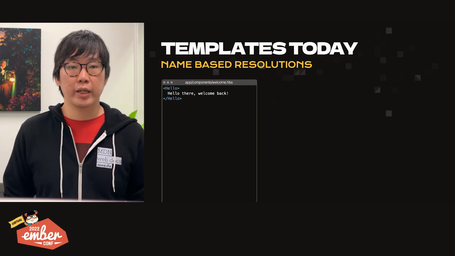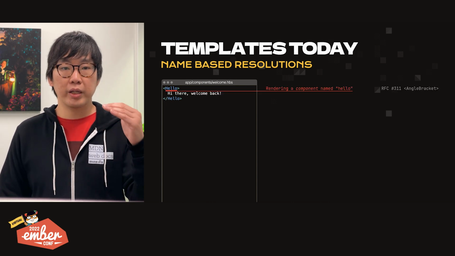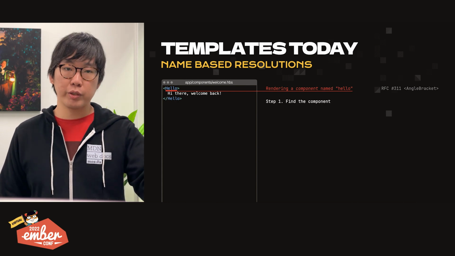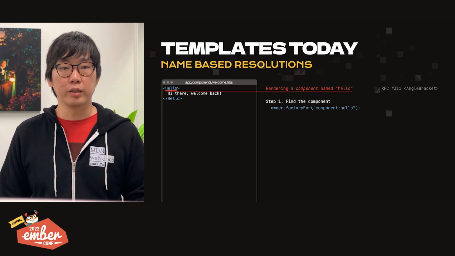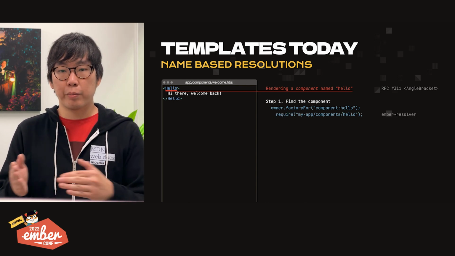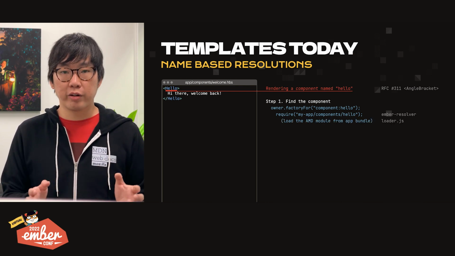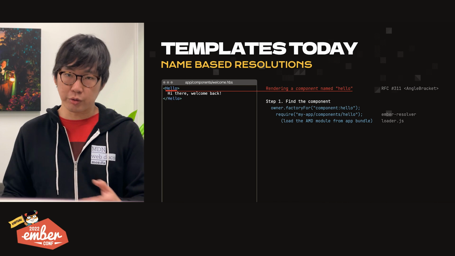One of these areas is templates. Let's see how they work today. When we encounter a component, the first thing we need to do is to find a component. And the way we do that is via a factory lookup on the owner. Under the hood, that goes through a package called Ember Resolver, and that goes right back to our old friend Loader.js and the AMD modules registry.